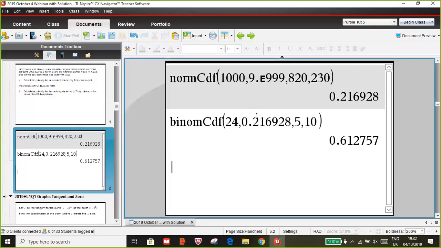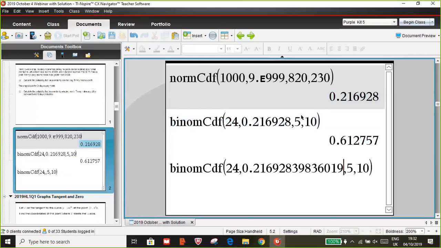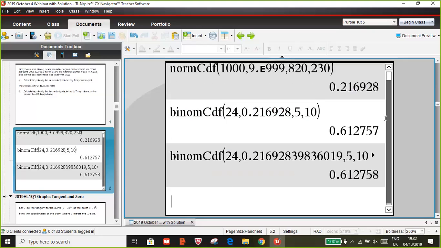But if we use a more accurate probability instead of 0.216928, because this is not exact, right? See, the numbers are that big. So what can we do? We can either copy it, delete all these away, and this is a fast way. You see that the answer actually differs by only the last digit here. Okay, so either way it works.